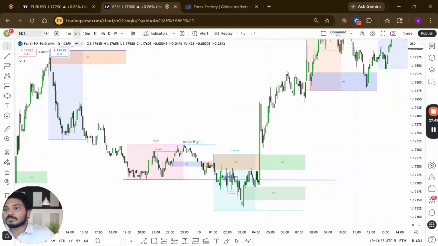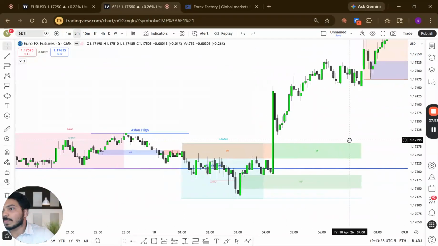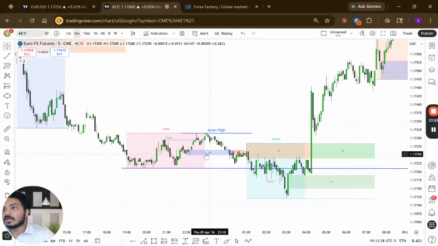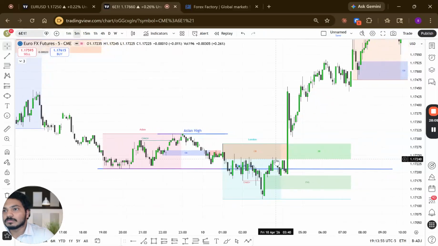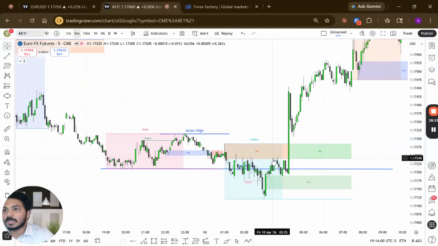So right here it is forming lower low, lower high, lower low, lower high, lower low, lower high, and lower low, went on to make lower high, right?